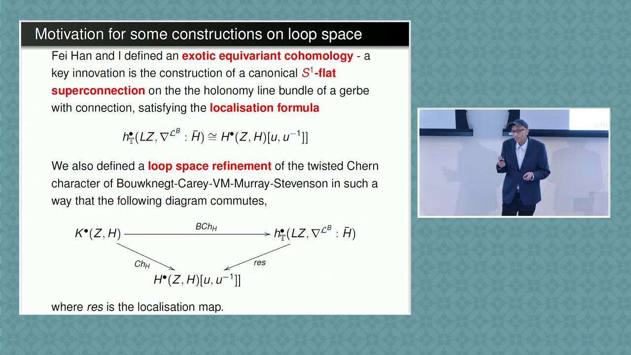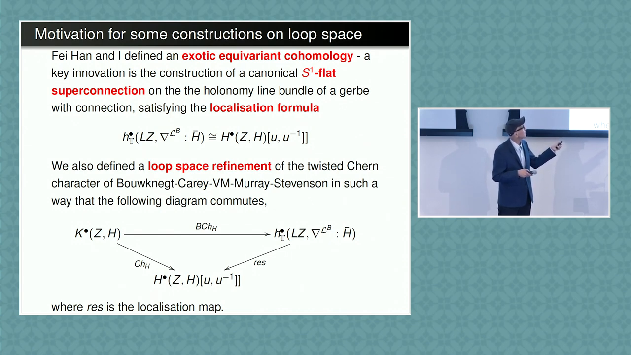It's what we call exotic equivariant cohomology. So what is that? There is a line bundle, as I said, I'll explain this later, on loop space, which is associated with a gerbe. So H is the Dixmier-Douady invariant of the gerbe, and LB is the line bundle on loop space, which is the holonomy line bundle. And there is a natural connection on this line bundle coming from the connection on the gerbe, and that's nabla sub LB, okay?